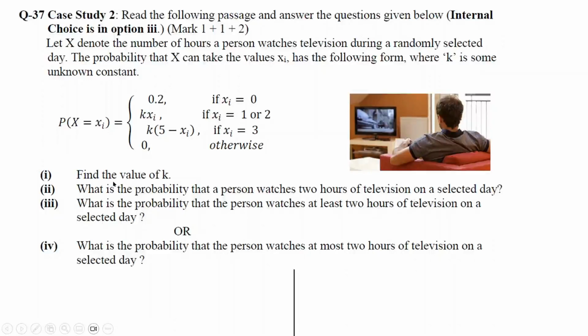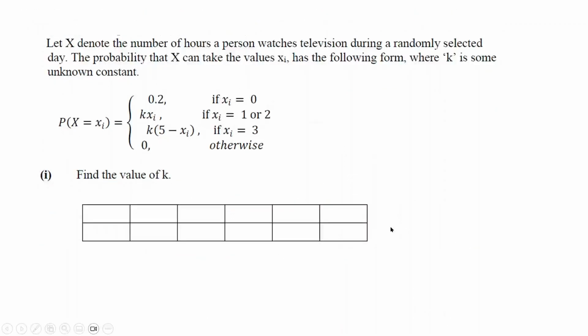You have to find the value of K, then the probability that a person watches 2 hours of television on a selected day, and then the probability that a person watches at least 2 hours of television on a selected day, or the probability that the person watches at most 2 hours of television on a selected day. So, based on the information given here, first let us find the value of K. We can draw a table like this with Xi and probability of Xi. The various values which Xi takes are 0, 1, 2, 3 and others.